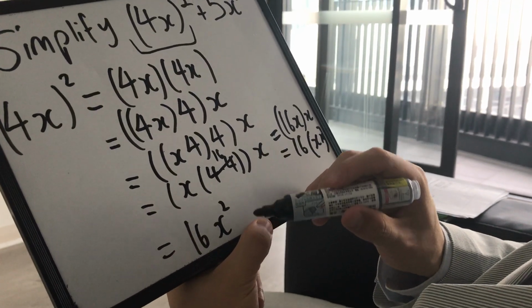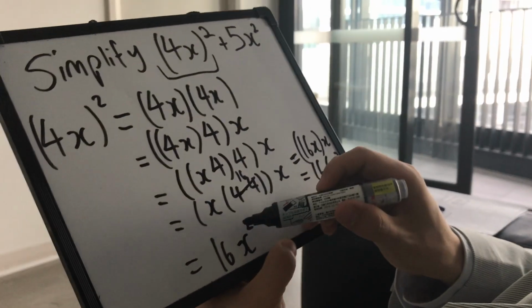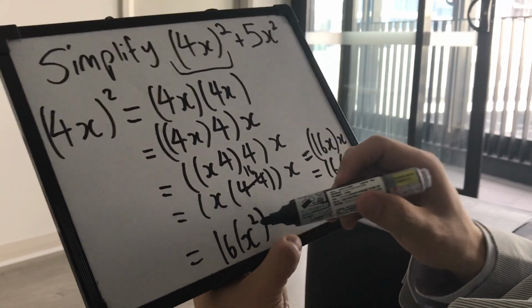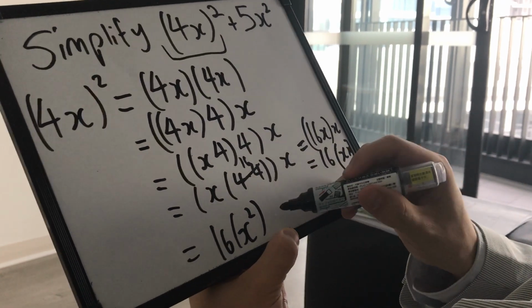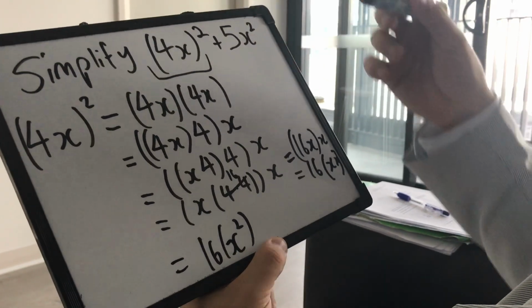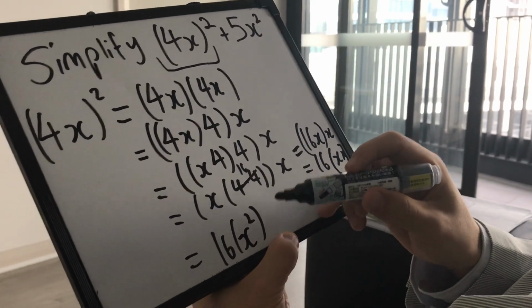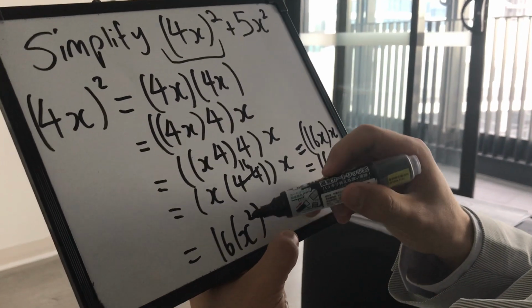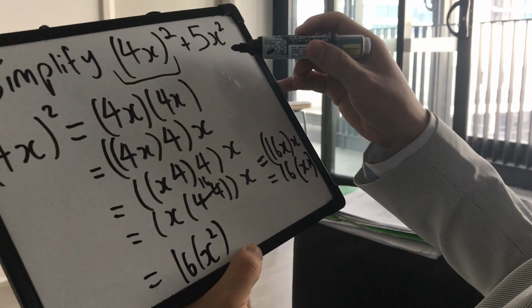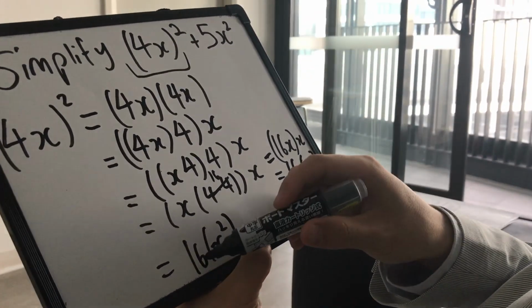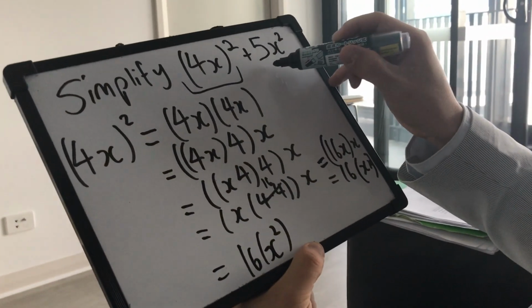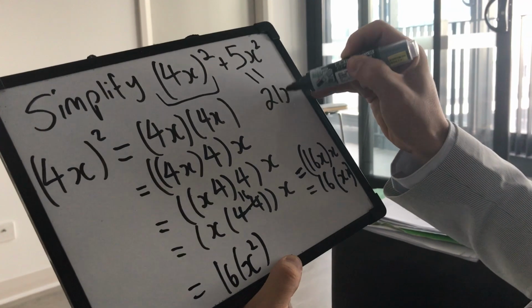16x squared means you first take x and times it by itself, and then you times it by 16. It does not mean (16x) all squared, which is what we use the brackets to mean. And now 16x squared is a like term with 5x squared. So 16 lots of x squared can be added to 5 lots of x squared to get 21 lots of x squared.